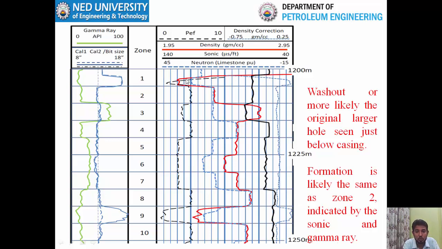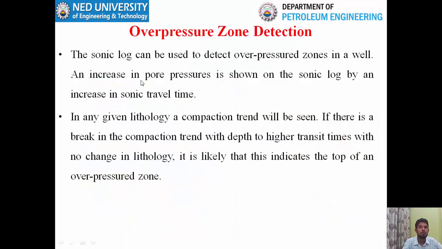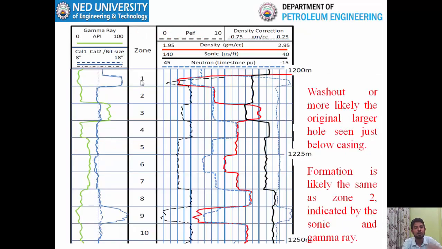So in zone number 1, the sonic log is reliable, and the sonic log in zone number 1 is similar to that of zone number 2. So by basically correlating that sonic log, we can say that zone number 1 is the same as zone number 2. And since zone number 2 is limestone, we can say that zone number 1 is also limestone. So this is another example or use of the sonic log, that you can use this log in washout and caving zones to identify the lithology.